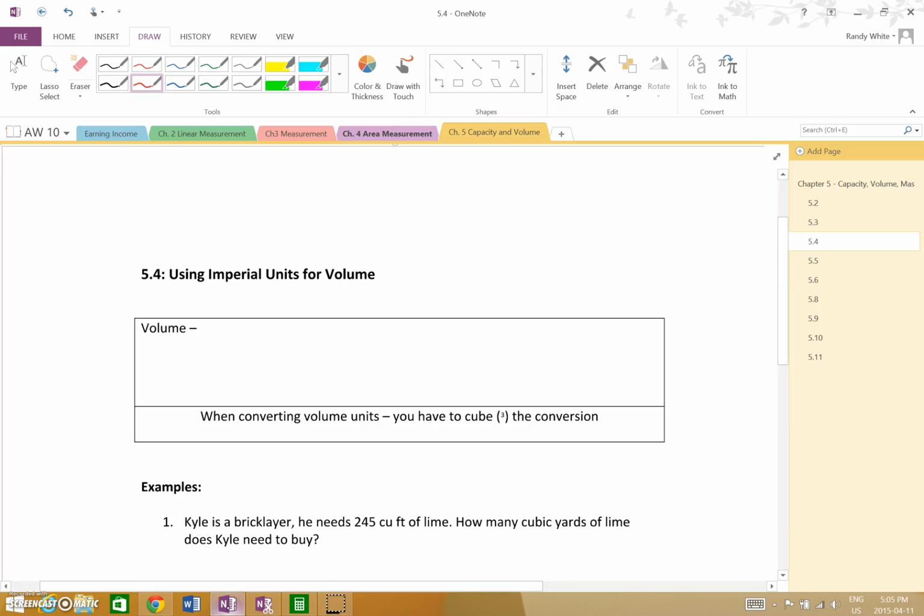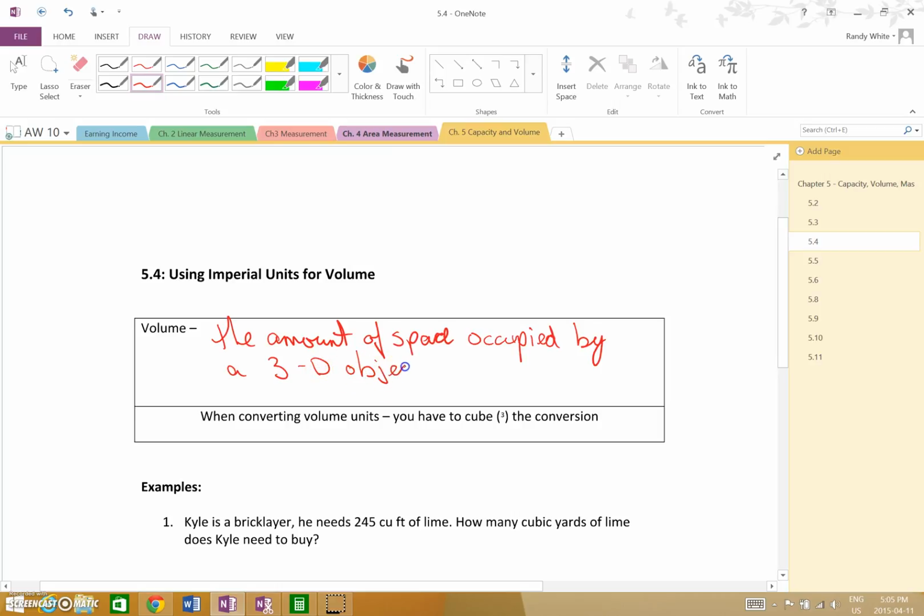Alright kids, here we go. I want to take a look at volume. And so volume is the amount of space occupied by a 3D object.